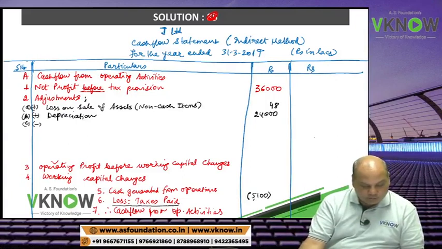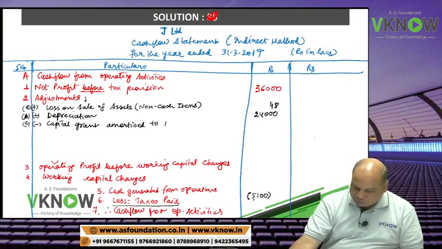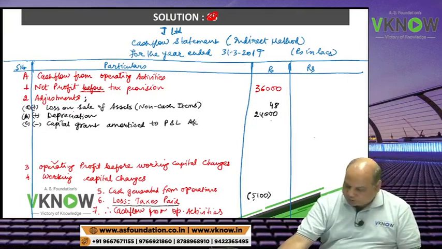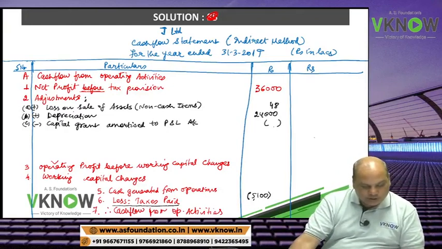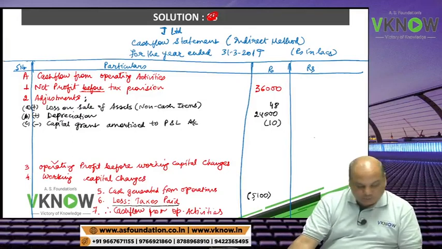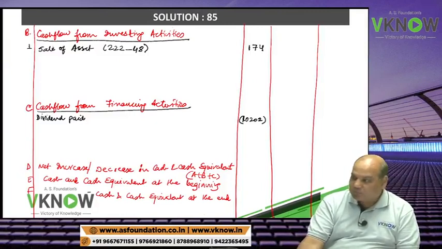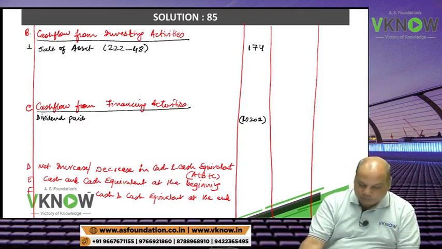Point number C, write down capital grant amortized to P&L account. You will write in bracket because it was credited to P&L account, 10. And the second effect of that will be in financing activity. On the screen, cash flow from financing activity, right here, capital grant received.